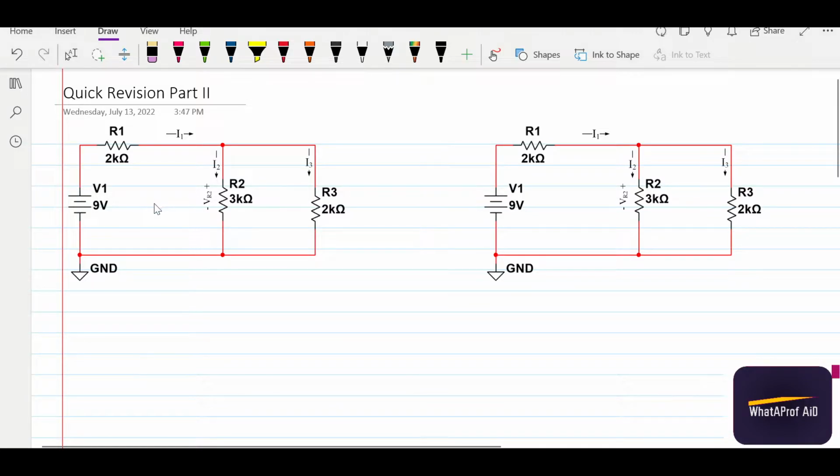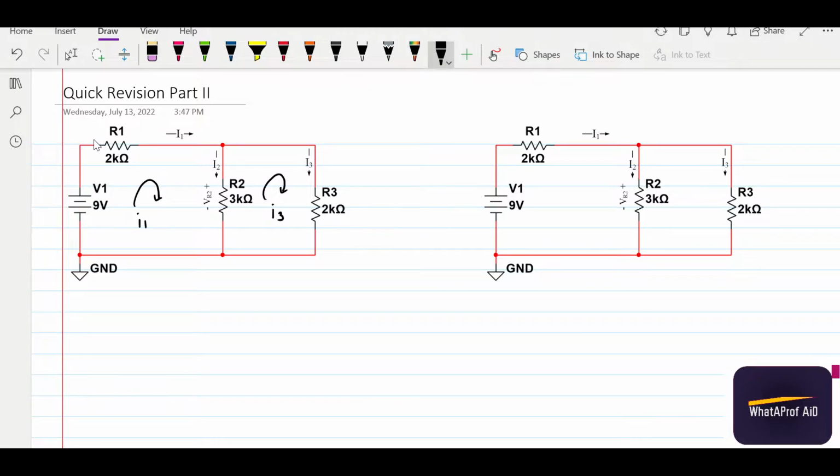For the mesh, we will create an equation for each available loop. For example, here we have two loops. I can call this loop, following this current, I1, and this loop current is I3. So we have two loops here, and we will apply Kirchhoff voltage law for each of the loops.